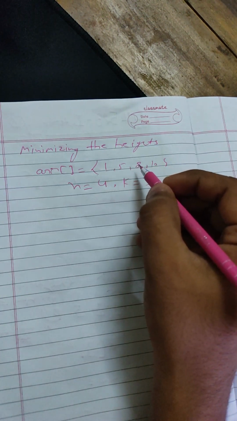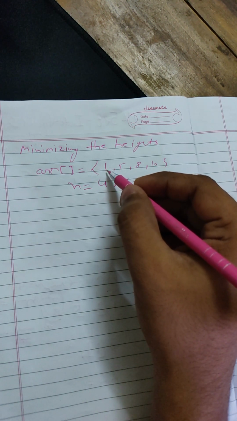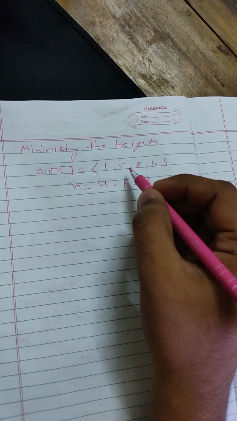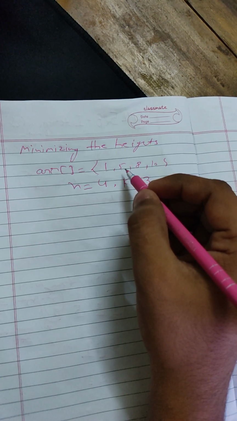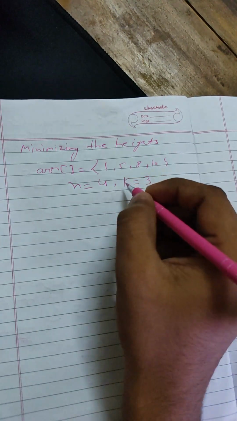Each value in the array represents the height of a tower. 1 represents the height of the first tower, 5 represents the height of the second tower, 8 represents the height of the third tower, and 10 represents the height of the fourth tower. So what we have to do is modify the height of each tower by increasing k or decreasing k.